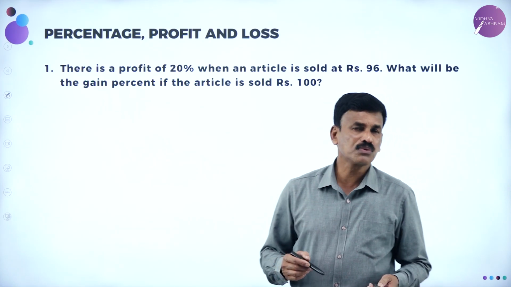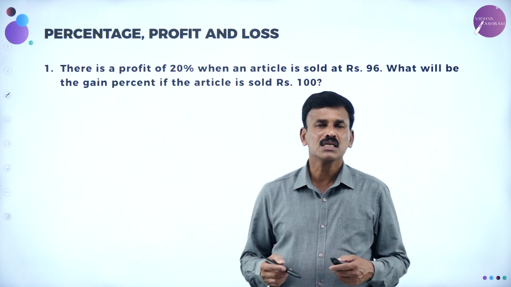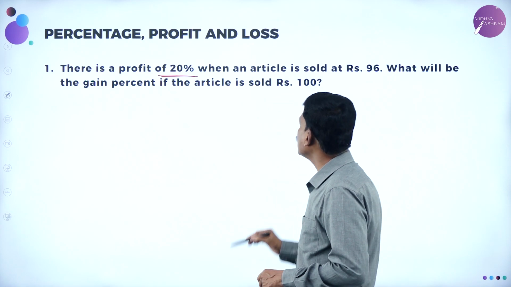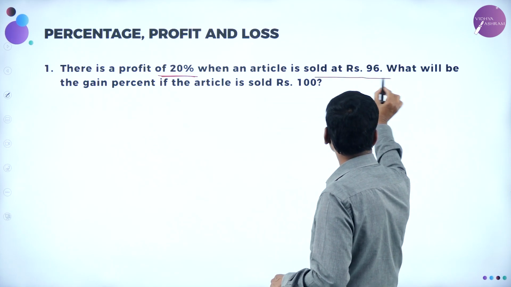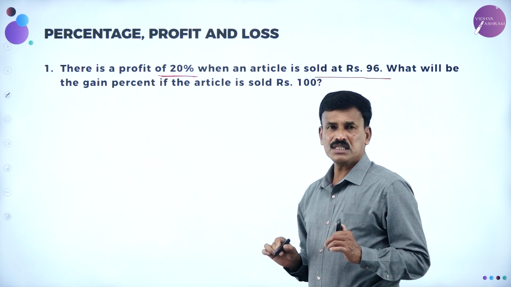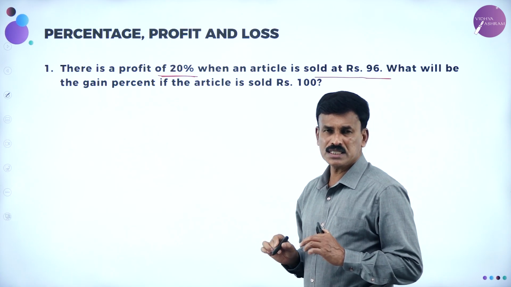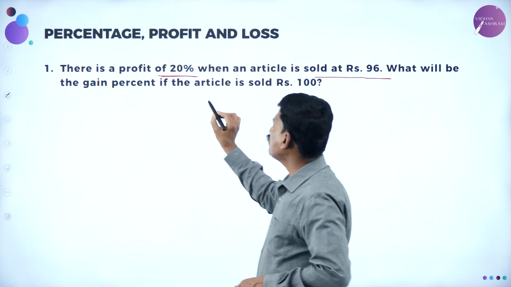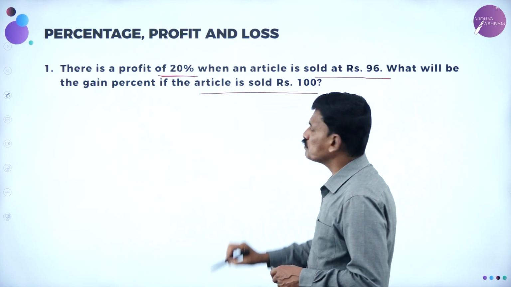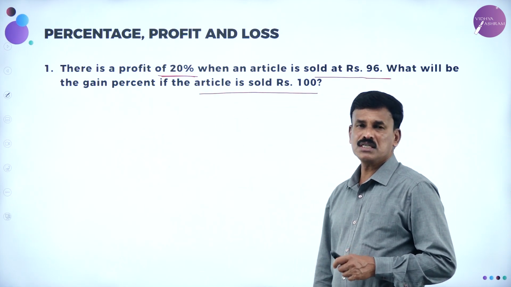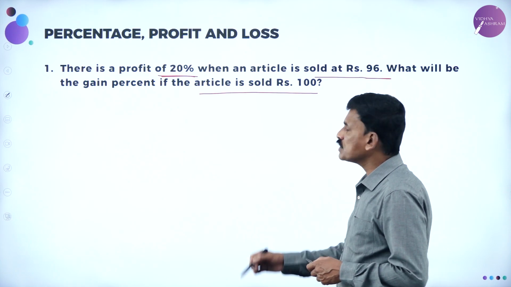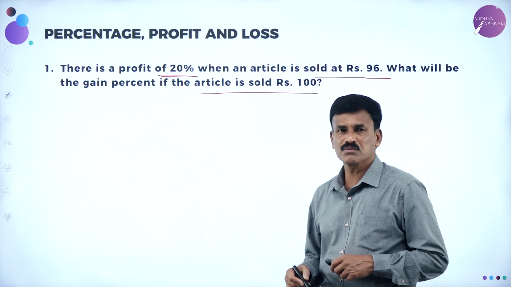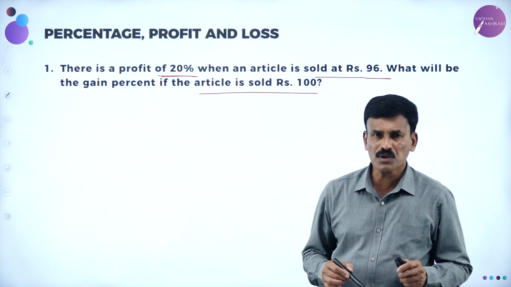Let us discuss a few problems based on these formulas. There is a profit of 20% when an article is sold at rupees 96. If an article, say X, is sold at rupees 96, then the profit is 20%. What will be the gain percent if the article is sold for rupees 100? If the same article is sold for rupees 100, then what is the gain percentage? So the percentage of gain is to be determined here, right? This is a simple problem.